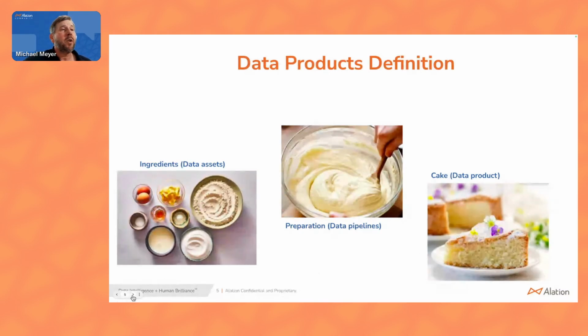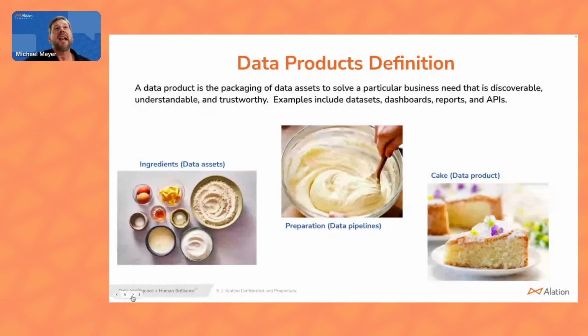From a formal definition perspective, a data product is the packaging of data assets to solve a particular business need that is discoverable, understandable, and trustworthy. Examples include data sets, dashboards, reports, and APIs. I know you're thinking, so what? We've been doing this for years. What's the difference? As we get further into this today, you'll see it's a lot more about the people side and process more than technology.